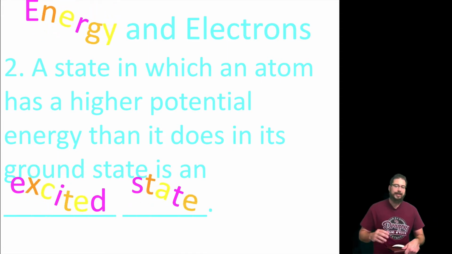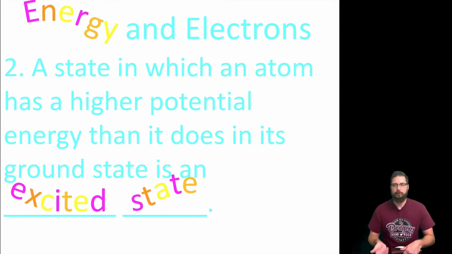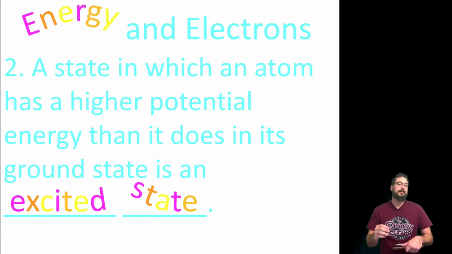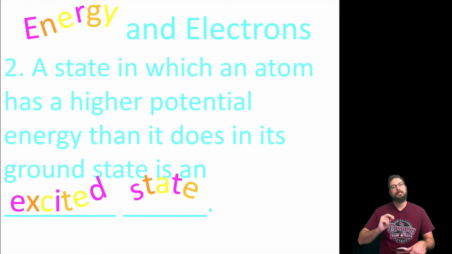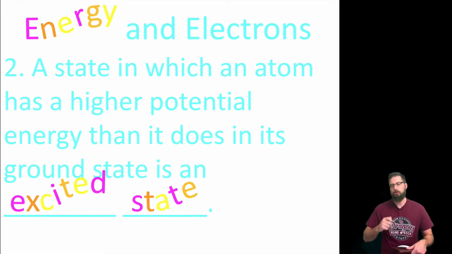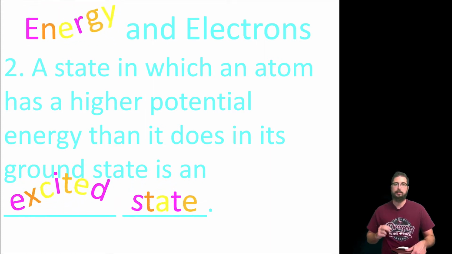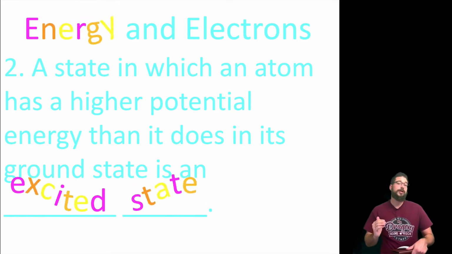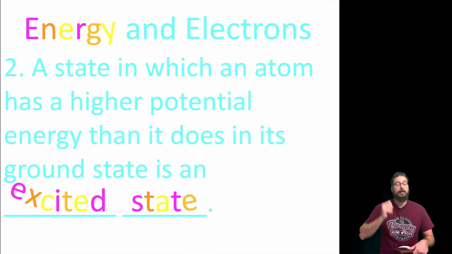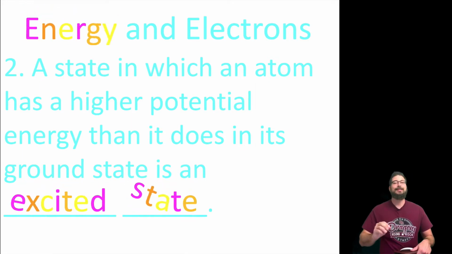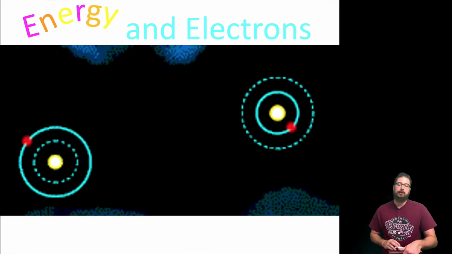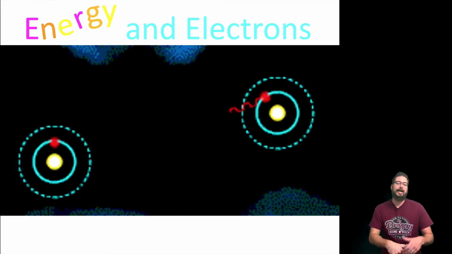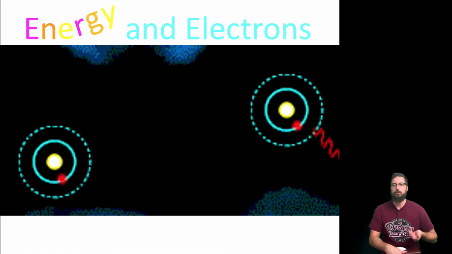Now, a state in which an atom has a higher potential energy is called an excited state. And an excited state will occur when an electron absorbs energy, usually from either heat or light, and will jump up to a higher energy level. And so when it absorbs that energy, it jumps to that higher energy level, and we say it's in an excited state.